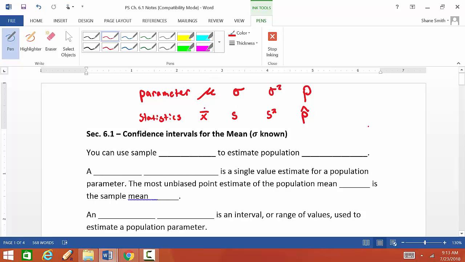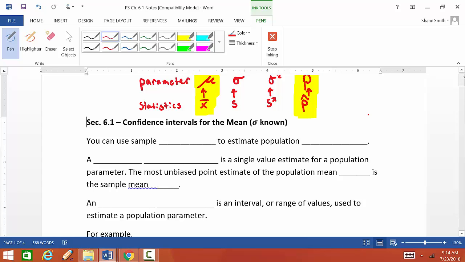And what we're going to do is use statistics to make inferences and try to predict what the parameter is. What we're going to focus on, especially for the first two sections, is using x bar to try to predict what mu is. And then in the last section, 6.3, we'll talk about how to use p hat to try to predict p. You can predict standard deviation, it's just a little bit more involved process that we just don't have time for at the moment. So basically, we are going to use sample statistics to estimate population parameters.